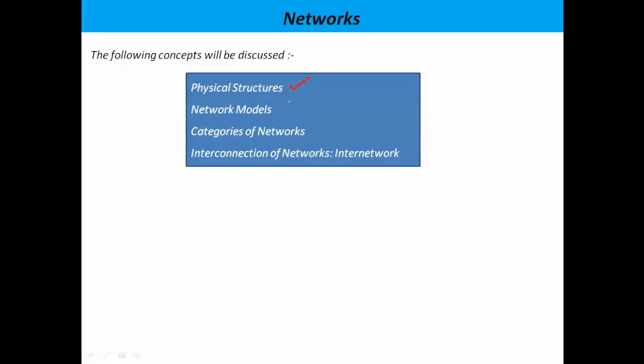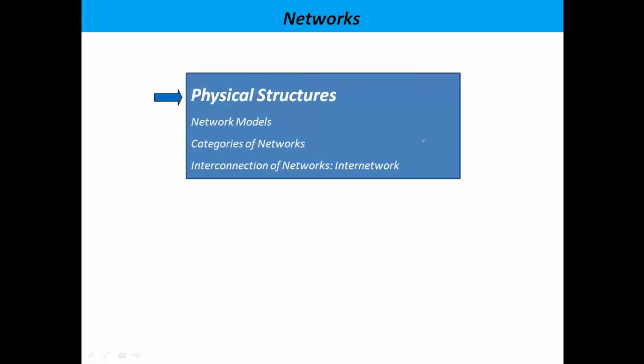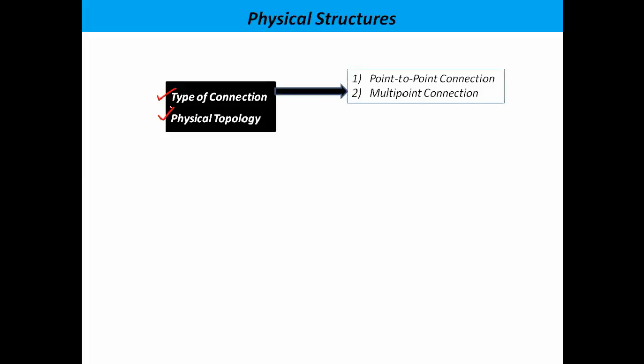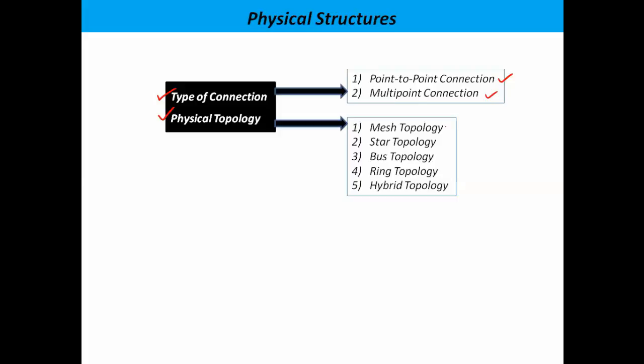What is a network? The following concepts need to be understood to know the concept called networks. What is the physical structure, and what are the various network models? What are the categories of networks? And finally, what is an internet? In physical structures, we have to focus on 2 concepts. First one, what is the type of connection and what is the topology? There are 2 types of connections, point to point and multi-point. Topologies can be mesh, star, bus, ring, and hybrid.